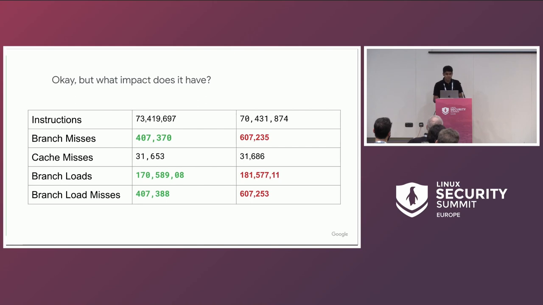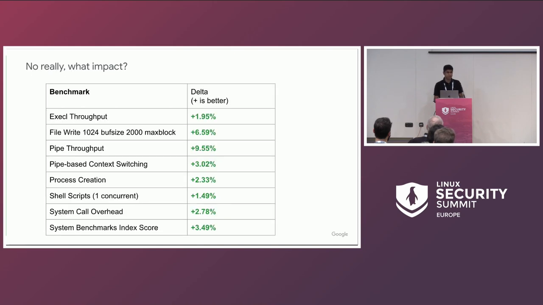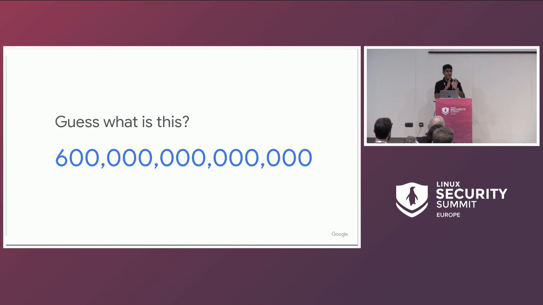But what does it really mean, right? What does it mean for benchmarks? There was a lot of improvement in exec throughput, in pipe. Anything that is syscall heavy is going to benefit from that. Anything that is syscall heavy and that has an LSM hook there is going to benefit from this. So this is performance improvement that has been up there for the taking, not just for any LSM, not just for BPF LSM, but for all of the LSM framework.